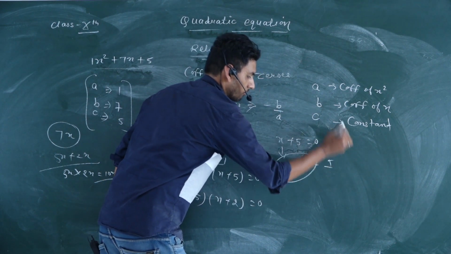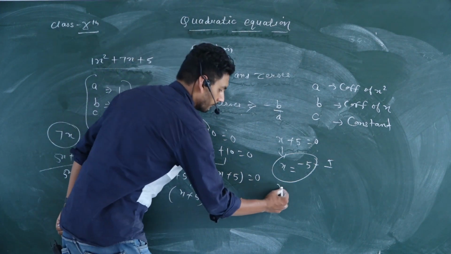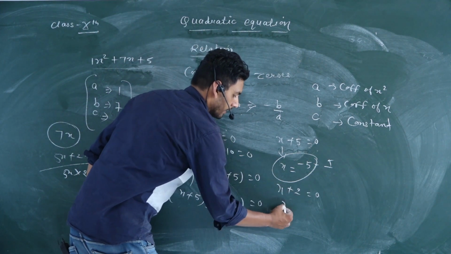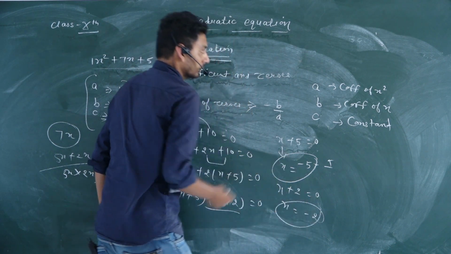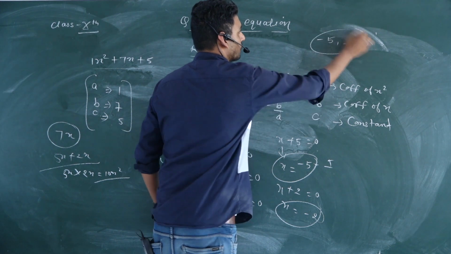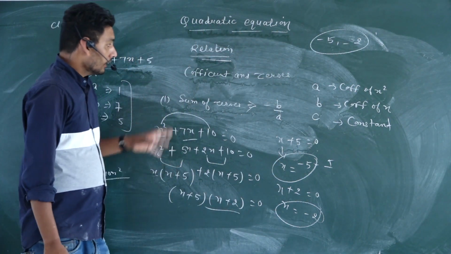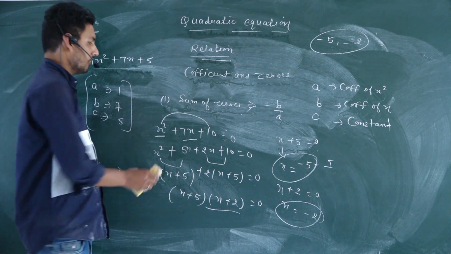First zero is minus 5. Second zero, what is the second factor? x plus 2 is equal to 0, then x is equal to minus 2. Then the first factor is minus 5, the first zero is minus 5 and the second zero is minus 2. Okay students? Yes. Now we will discuss the relations, first relation.